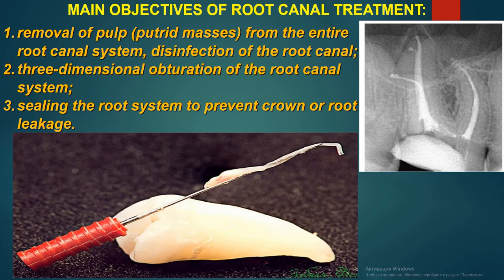Main objectives of root canal treatment. The first: removal of pulp and putrid masses from the entire root canal system. Disinfection of the root canal. Three-dimensional obturation of the root canal system. Sealing the root system to prevent crown or root leakage.